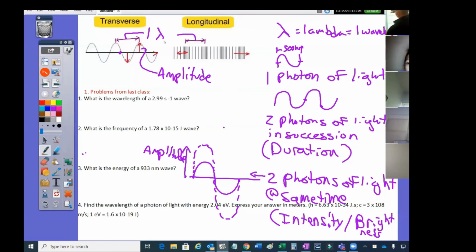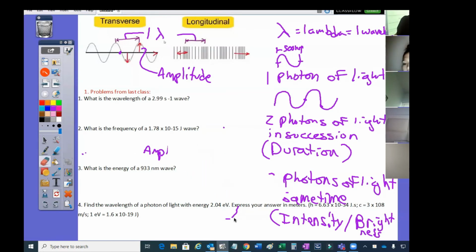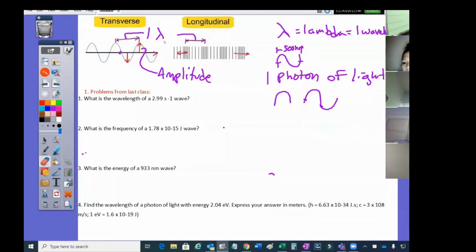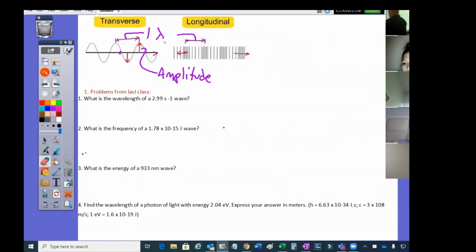I think I said all of this last class, but oops, I don't want to do that. I'm going to erase all this. Right. If you take physics, you'll learn probably a whole 9 weeks on waves. It's really good. I strongly suggest you take physics.